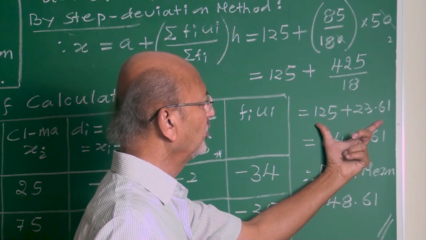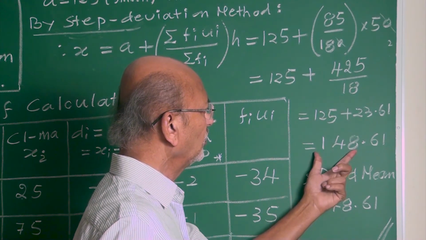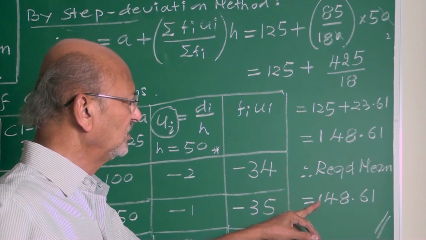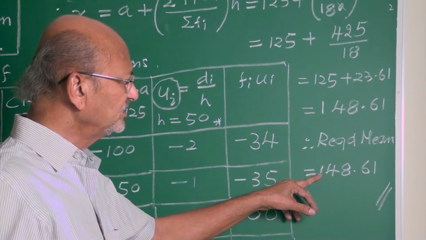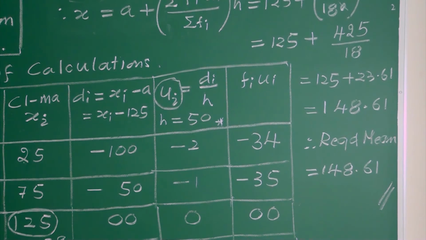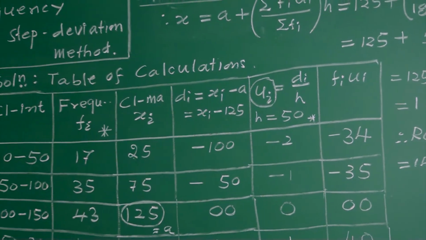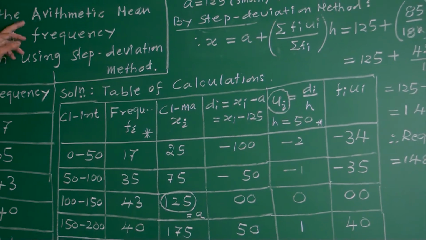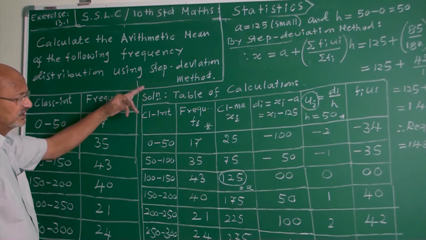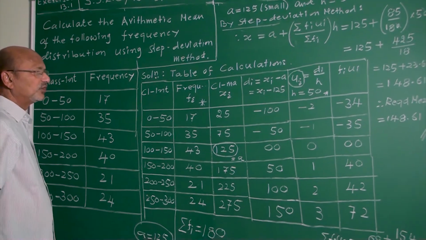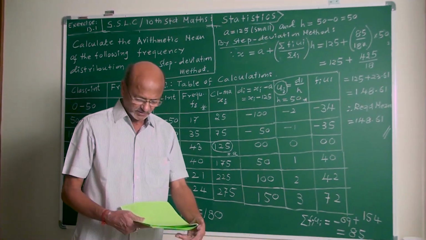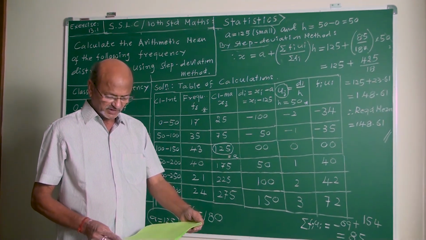125 plus 23.61 is 148.61. Therefore, required mean is 148.61. This we calculated with the help of the step deviation method. Arithmetic mean of this distribution by step deviation method. Answer is 148.61. My friends, take last 1 minute. Then I will explain once again.